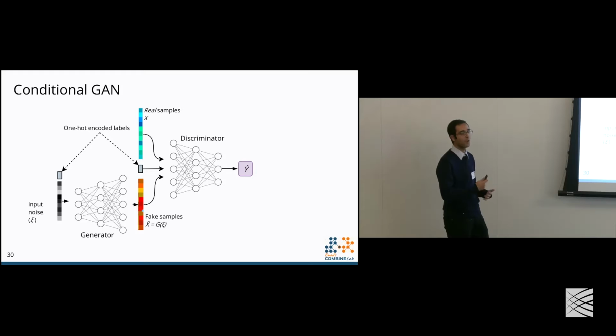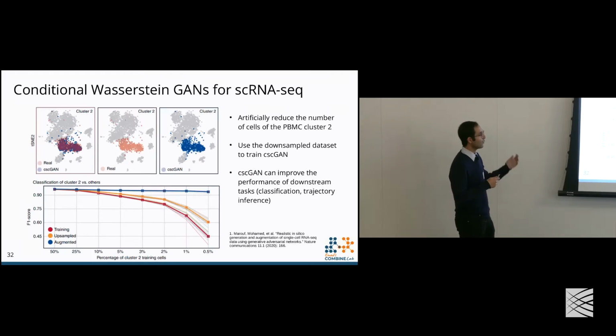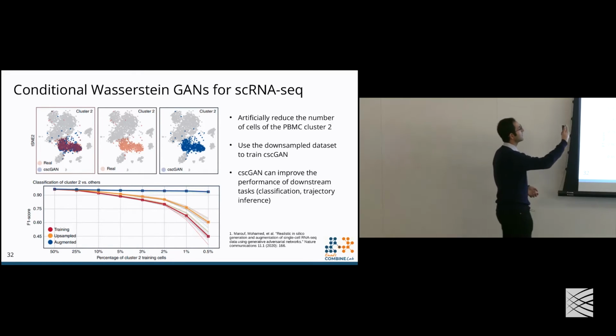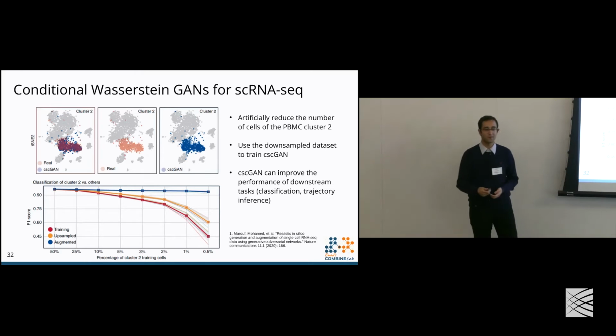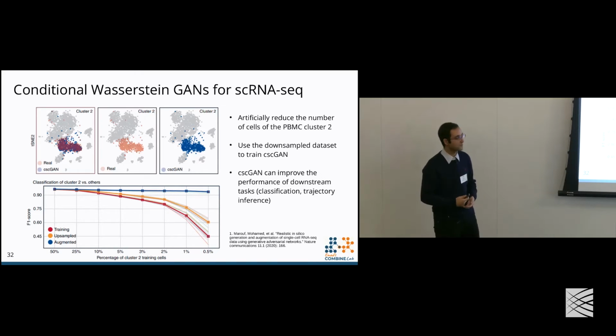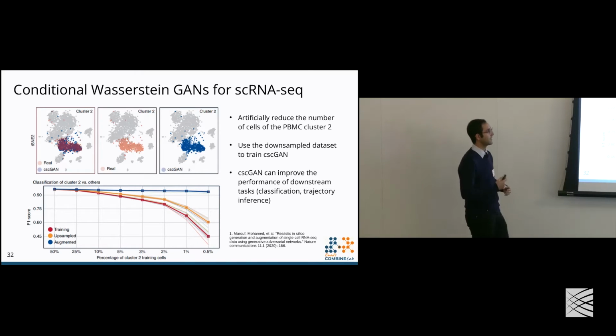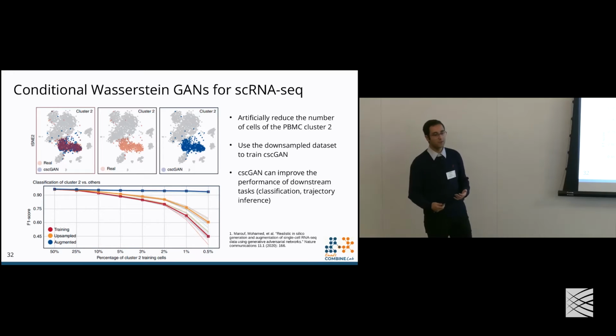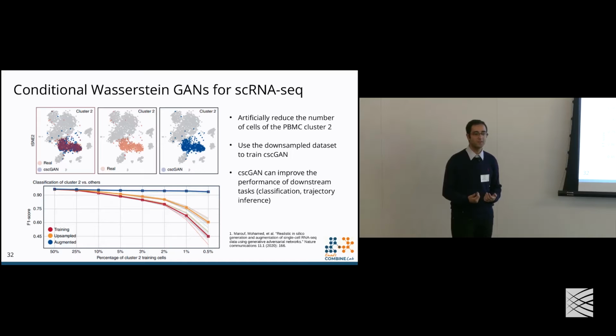Of course, there are more complicated ways that are marginally better than this. Now, when scGAN tried to introduce conditioning, they were successful at doing so. So we see over here that they're generating real and fake cells that are overlapping for one of the clusters. And they show that they can now use this conditional GAN to generate from rarer cell types that they have downsampled and improve the performance of downstream tasks like classification and trajectory inference. And that wasn't very good on that rare cell type with very few samples.